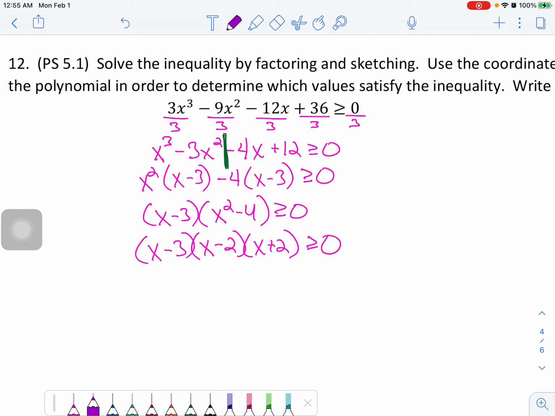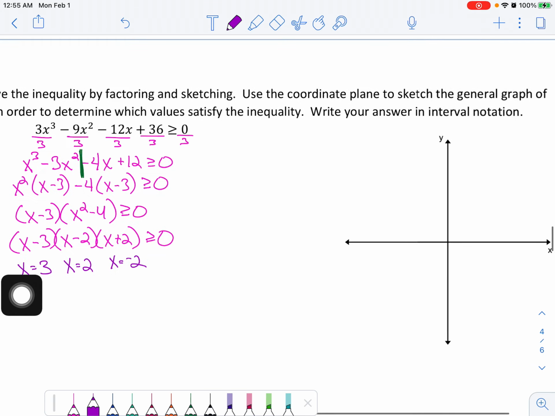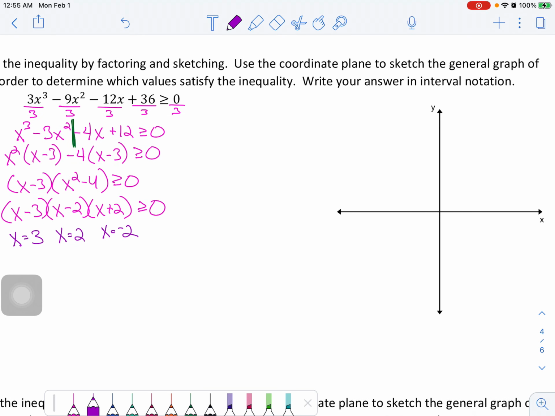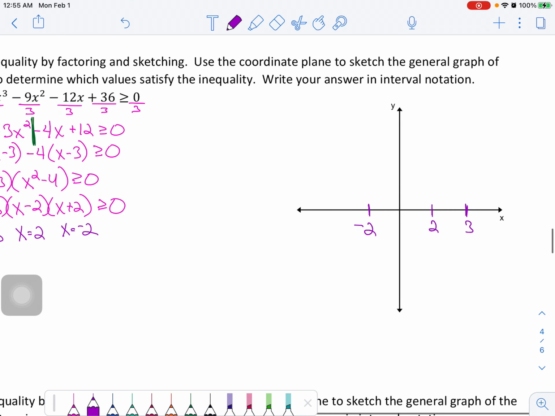Now that I've got it in factored form, each one of these factors is going to give me a 0. So I'm going to do the quick sign flip. So this is x minus 3, which means it's going to turn into x equals positive 3. X minus 2 is going to turn into x equals positive 2, and x plus 2 will turn into x equals negative 2. So these are my zeros. They're also where I'm going to graph my x-intercepts. So I'm going to go over to my little sketch here and mark off positive 3, positive 2, negative 2. I'm also going to mark negative infinity and positive infinity.